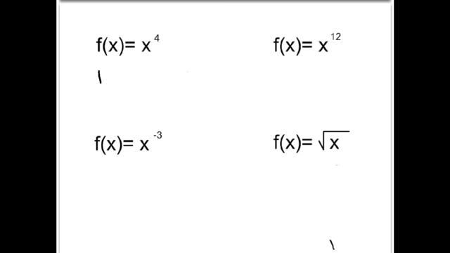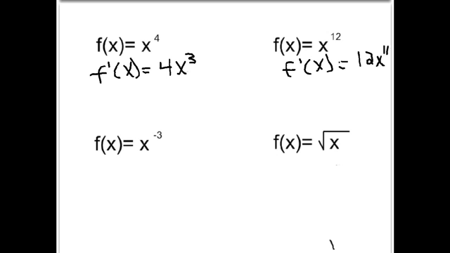So if you did it correctly, you would have found that the derivative of x to the fourth is equal to 4x cubed. The derivative of x to the 12th is equal to 12x to the 11th. The derivative of x to the negative third power would be negative 3x to the negative fourth power. Remember that it's the x to the n minus 1 power. Negative 3 minus 1 is going to be negative 4.